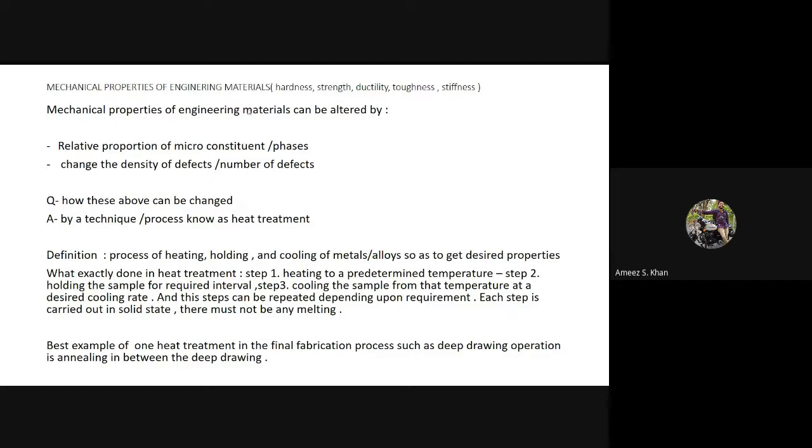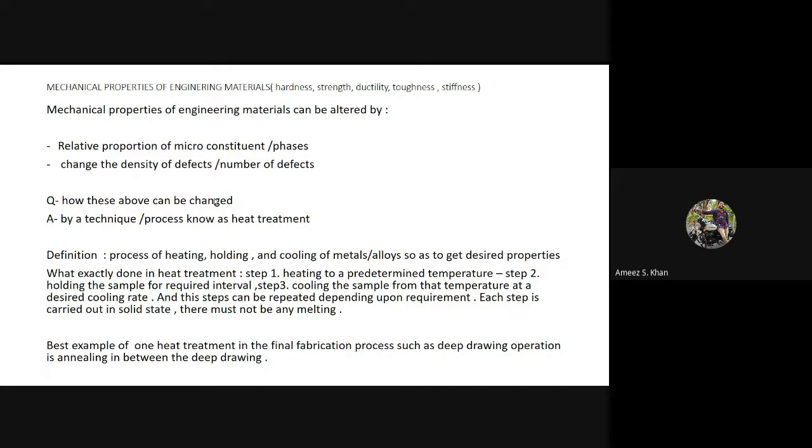So these are the two ways we can alter the properties of a material. One is the relative proportion of microconstituents or phases. If we change the proportion, we can change the properties. Another one is the change in density of the defects or number of defects. Already we have discussed that, but you understand the thing, right? But now, how can these above be changed? How can we change the relative proportion of microconstituents, or how can we change the density of defects?